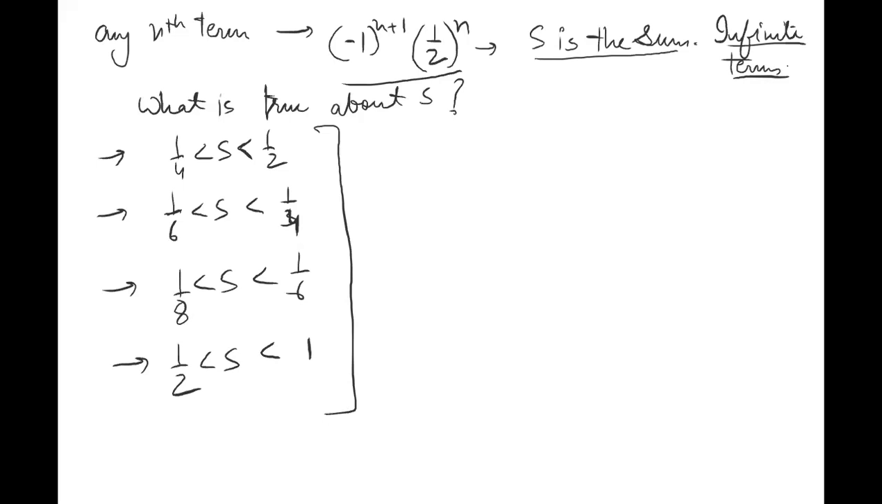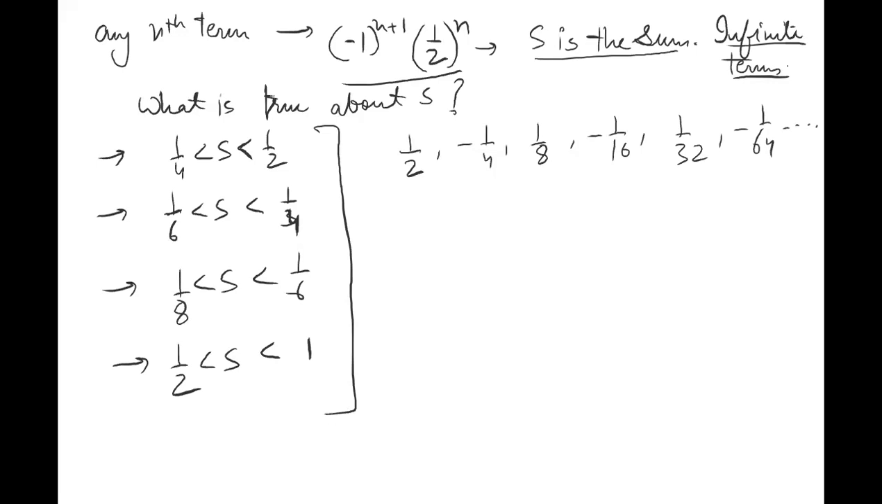Okay. See, in such questions, let's write the first few terms first of all. So the first term would be 1 by 2, second minus 1 by 4, third 1 by 8, minus 1 by 16, 1 by 32, minus 1 by 64, and so on. So one thing is clear. If you see all the options, every option is like a limit. It's a range of the answer. So nowhere will we be trying to find a true value. We're trying to find a range.